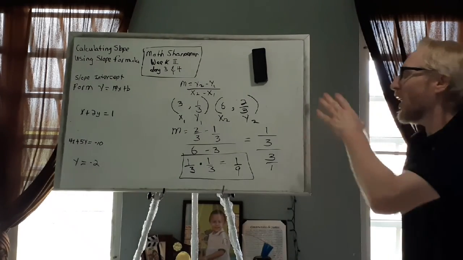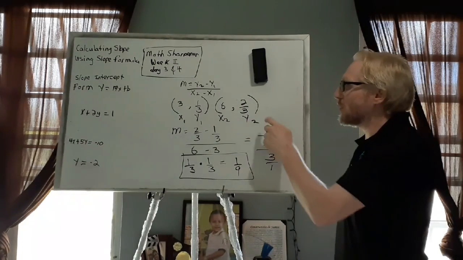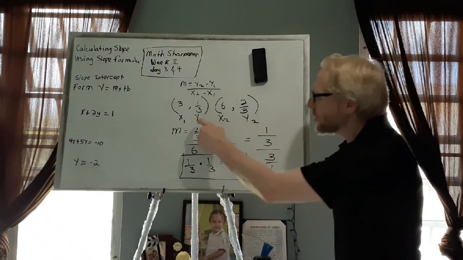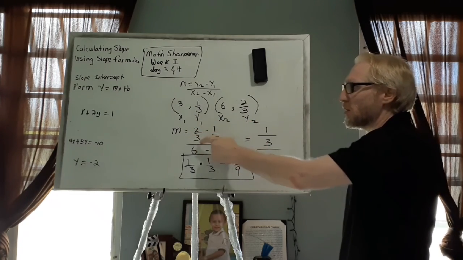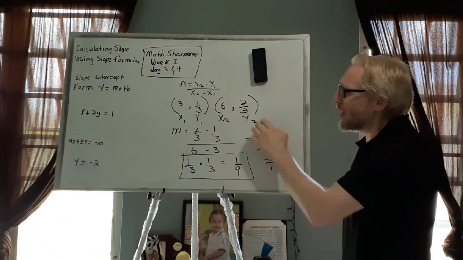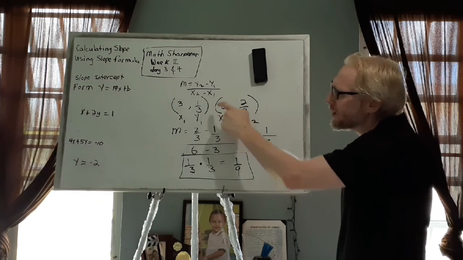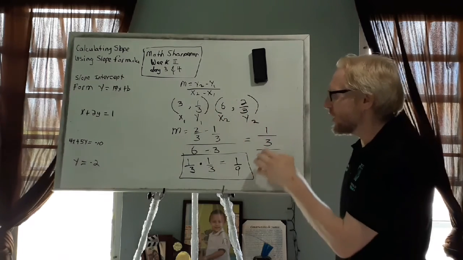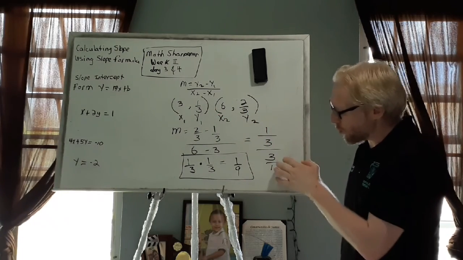All I did, I plugged my fractions into the formula, y sub 2 minus y sub 1, and since the denominators are the same, I just passed the 3. 2 minus 1 is 1, and then I did the same thing with my x, and 6 minus 3 is 3, and that leaves me with 1/3 over 3.